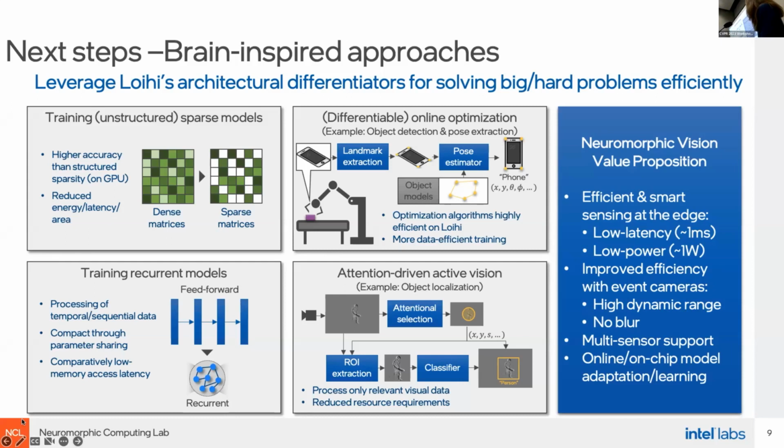Yeah, so in the future, we aim to develop different types of algorithms that really exploit the properties of the hardware. So it will be efficient and smart, sensing at the edge, low latency. In our language, it's workloads below 1 millisecond latency. Low power in our language is below 1 watt. Some might argue whether that's low enough. Improved efficiency with event cameras, exploiting the properties of event cameras like high dynamic range and little motion blur, multi-sensor support and support for heterogeneous networks, and importantly, the ability to adapt the networks on the chip using on-chip learning rules, right, that neuromorphic hardware and in particular Loihi support.